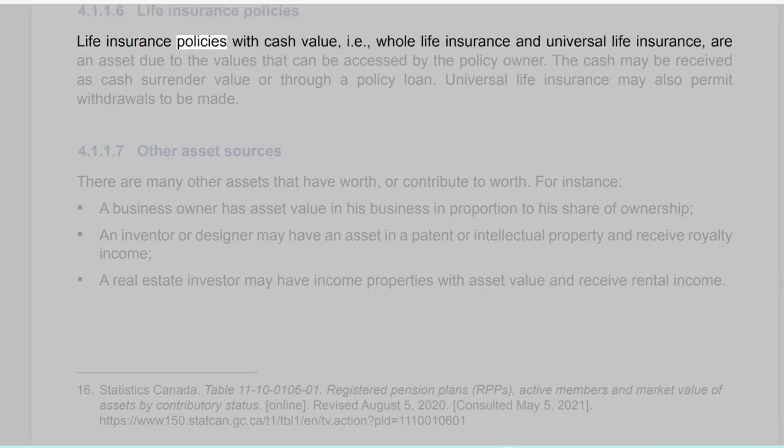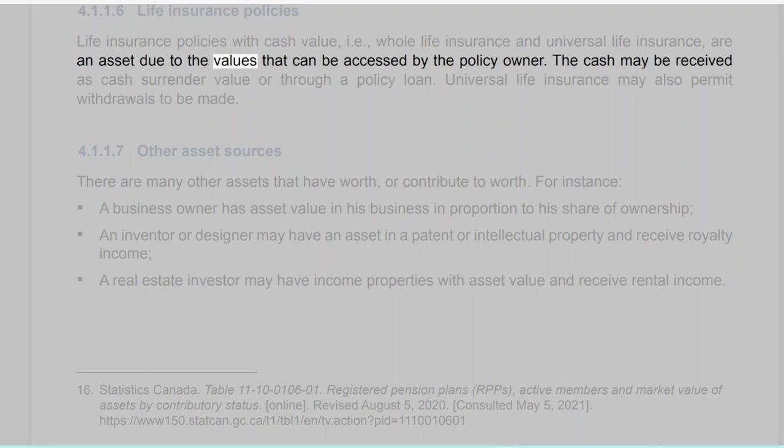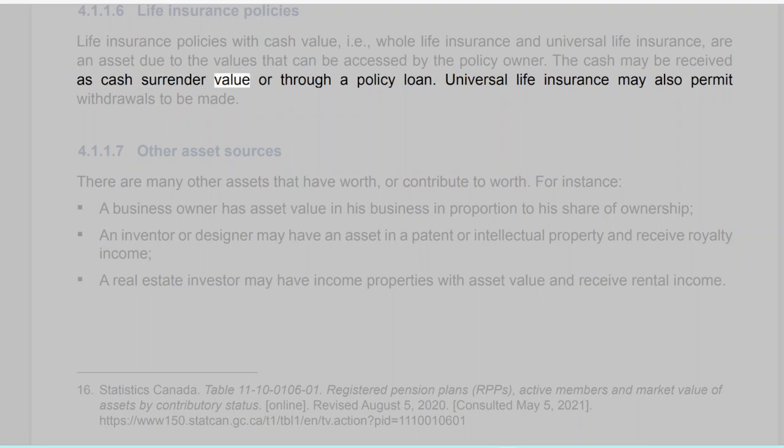Life insurance policies with cash value, i.e., whole life insurance and universal life insurance, are an asset due to the values that can be accessed by the policy owner. The cash may be received as cash surrender value or through a policy loan. Universal life insurance may also permit withdrawals to be made.